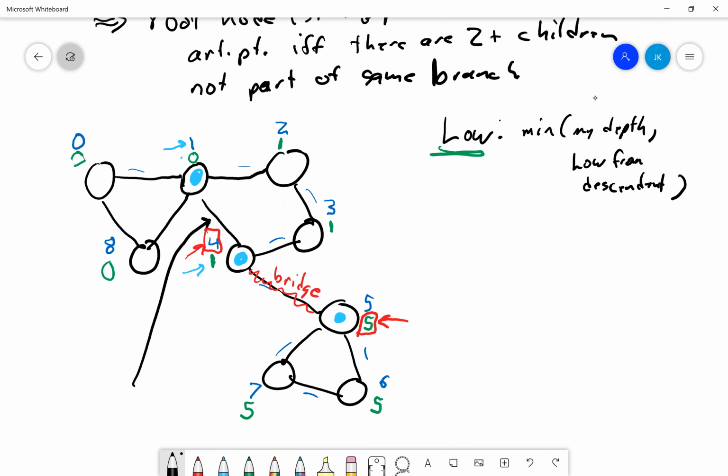Okay, so that's the summary of bridges and articulation points. This is a useful approach if you have a problem, like say you've got a network and you want to know where could I cut the network? Could I break one of the connections? Or if these are, say, servers in the network, what if I took out one of the servers? Would I disconnect the network? It's a way of analyzing the vulnerability of some network to a failure in one of the links or one of the nodes in that network. Okay.